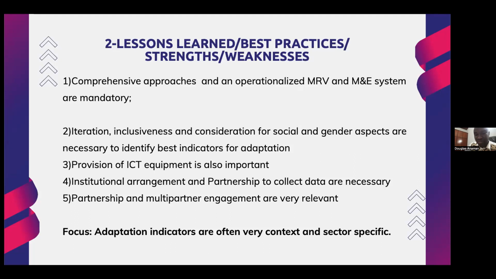Most of the time, we understand that we have many data and indicators. One of the major indicators, which has been highlighted by my colleague from Panama, is the institutional arrangement and the partnership to collect data. This is to be efficient, to provide data and to maintain and feed this data collection process.